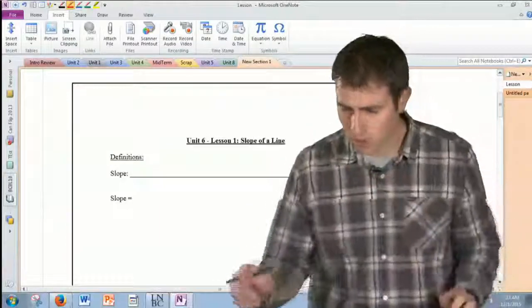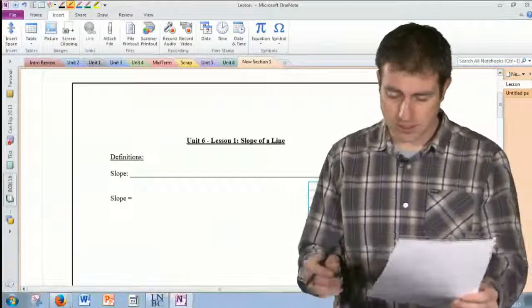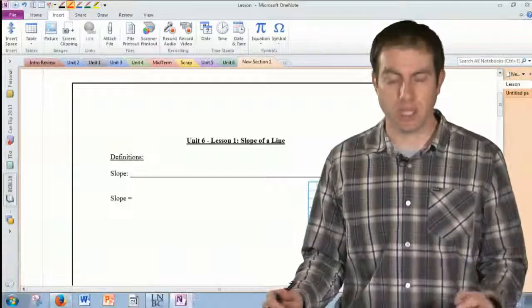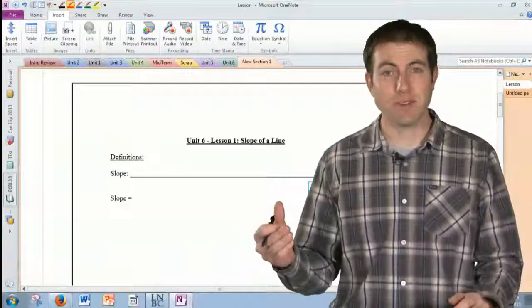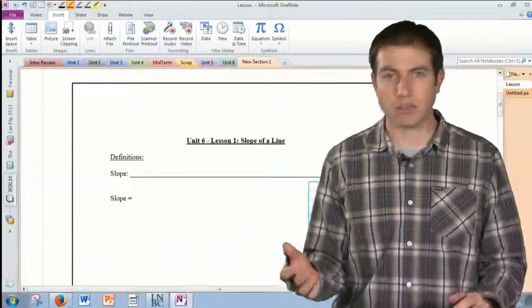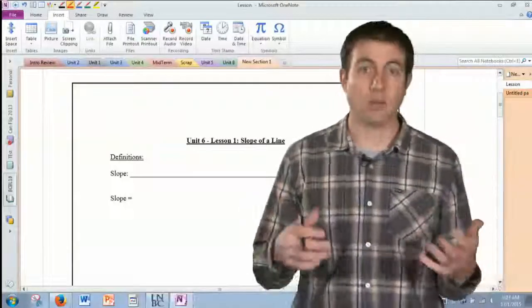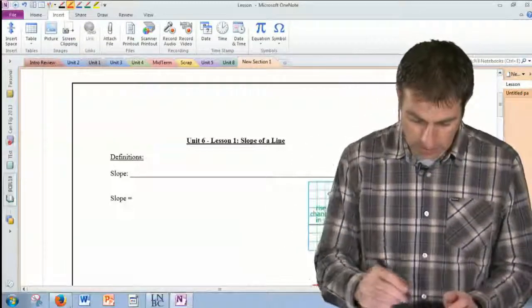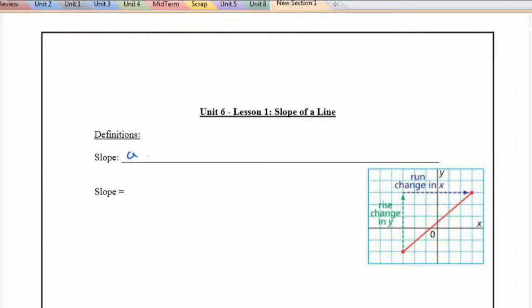So the first thing we're going to do in Lesson 1 is talk about the slope of a line, and we've talked about the rate of change so far in Unit 5, which is the exact same thing as the slope. So rate of change, slope, rise over run, these are all synonyms for one another, all talking about the same thing. So we should define slope here as a measure of how one quantity changes with respect to another.